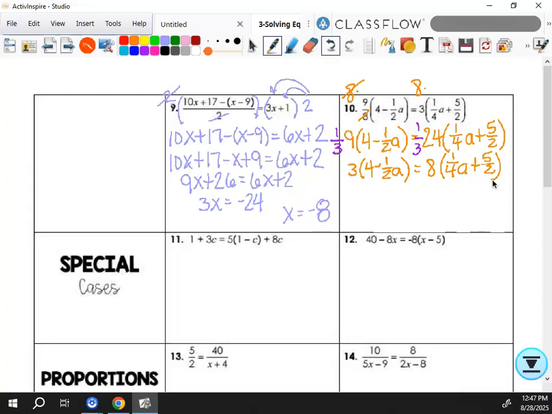Now I can distribute. 3 times 4 is 12, minus 3 times 1/2 is what? Don't overthink it. 3 over 2, a. Equals, all right, 8 times 1/4 is 8 over 4. What's 8 over 4? 2. 2a plus, and 8 times 5/2. You could cross cancel, but 8 times 5 is 40. 40 over 2 is 20.